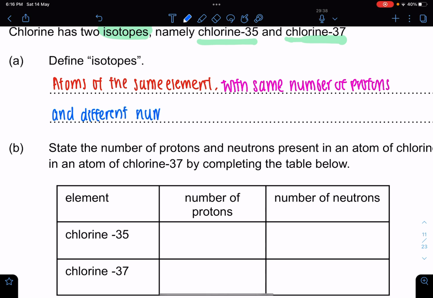Take note, in the exam, some of the students like to say that they have the same protons and different neutrons. That's wrong, because protons are protons. What is the same and what is different is the number.